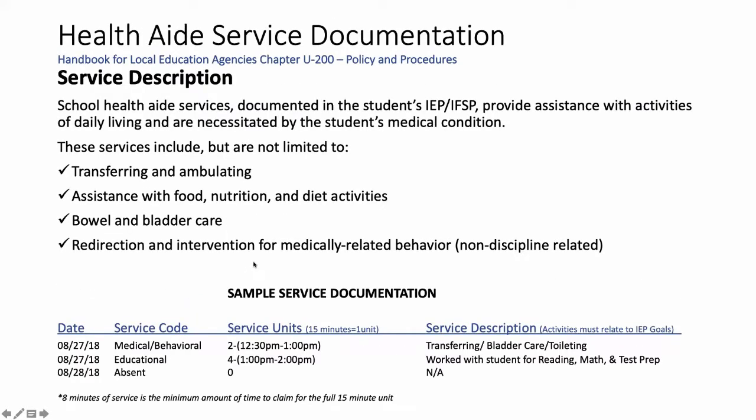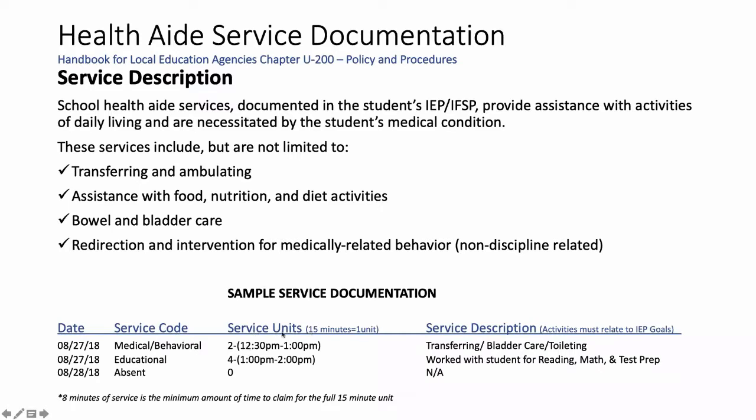Health aide service documentation has a few more moving parts to it. Again, these are the service description areas that we covered previously. And this is just a sample of a basic type of service documentation. Every Medicaid vendor is going to have their own type of software or service that this information typically would go in. This is just a sample of what it may potentially look like, where you would have the date and then the service. Was it medical, behavioral? It could have been educational. Maybe they documented the student was absent. So it just depends on what your vendor has set up.